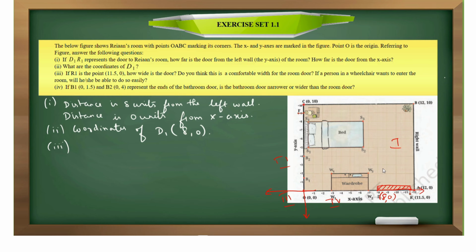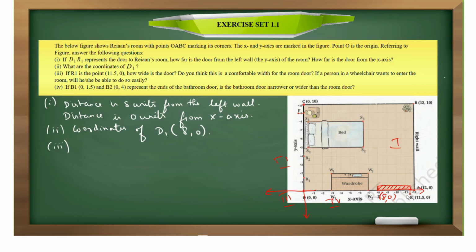Okay, so we need to find the width of the door. We know that, for example, when you are running on a race track and the total distance you need to cover is 100 meters, and you have covered only 50 meters, then how will we find the remaining distance? Just by subtracting 100 and 50, right?